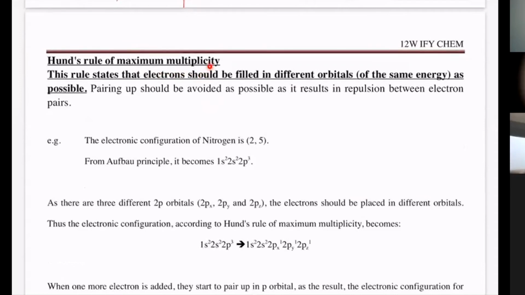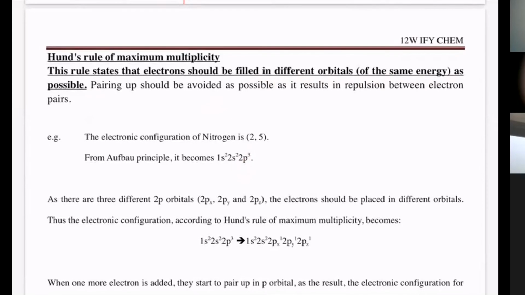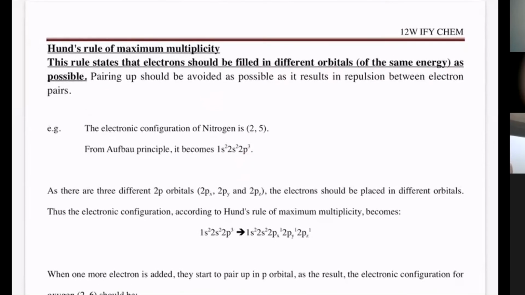Right, so what does this rule state? It states that electrons should be filled in different orbitals of the same energy as much as possible. Okay, so remember the subshell for 2p, we have px, pz, py. So they are of the same energy level, and we need to try to fill them separately, and then we start to put the 4th electron in the same orbital.